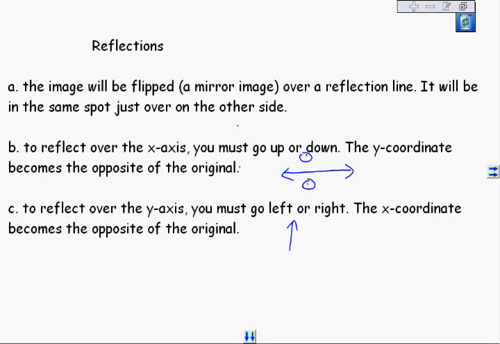To flip over the y-axis, which runs top to bottom, north to south, you have to go left to right to flip. So you're changing where it is on this line, the x-axis. That's why you mess with the x-coordinate, because it's traveling along this x-axis here. This is traveling along that y-axis.